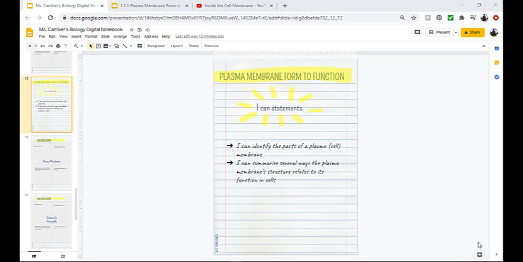We're going to look at these two I can statements, so identifying the parts of the cell membrane and summarizing ways those parts help the cell membrane function in cells.